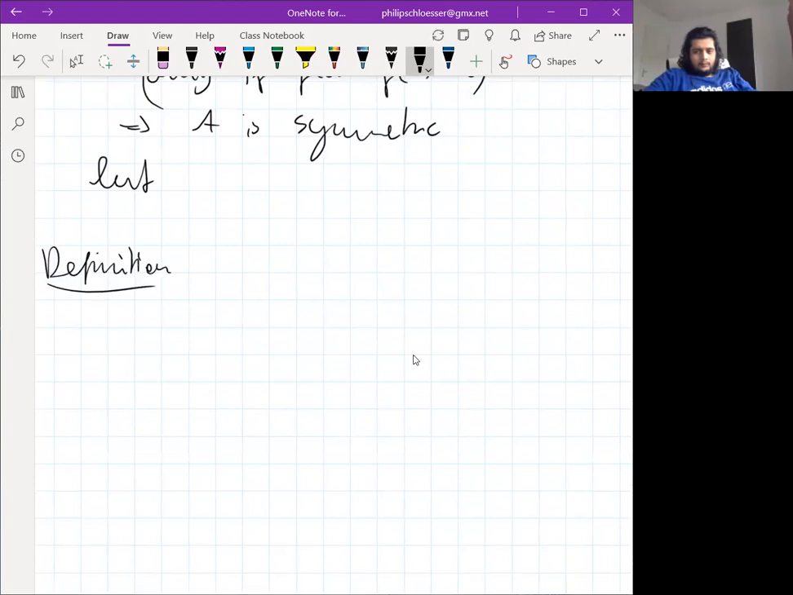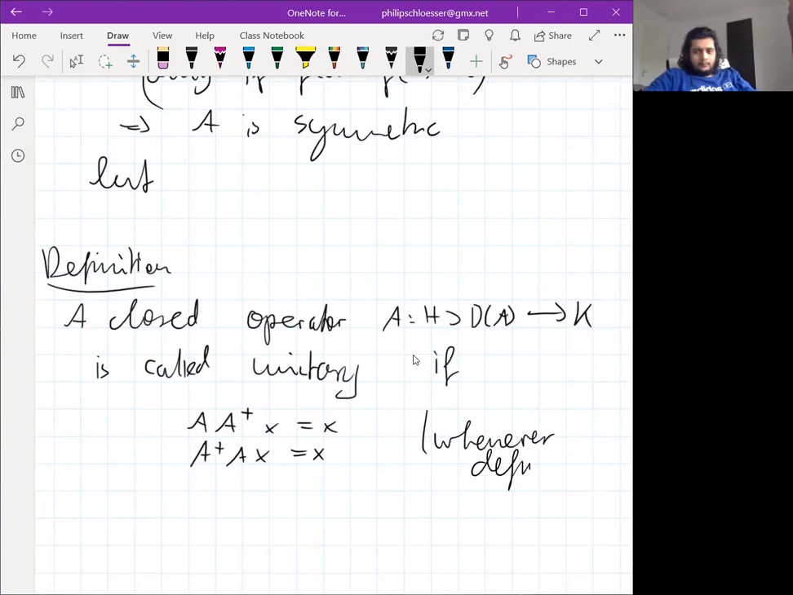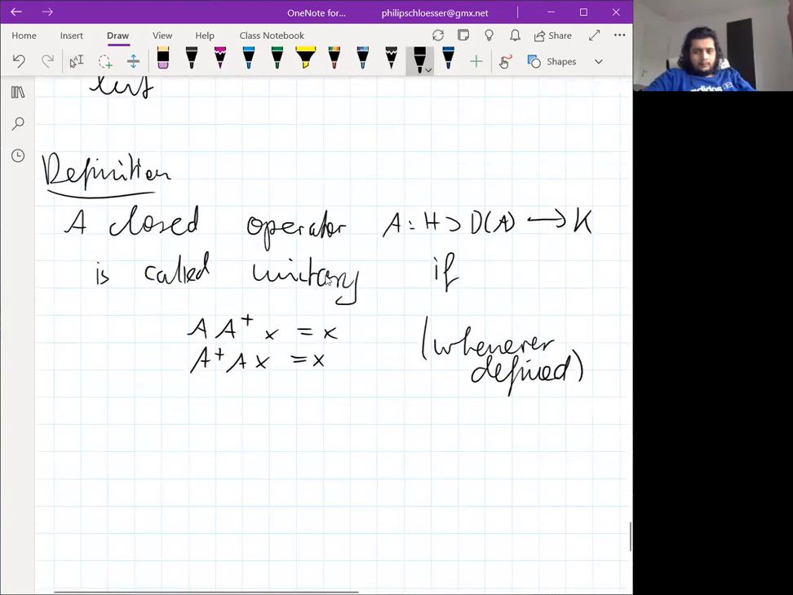And now we can have unitary operators. Well, this is a bit contrived, I admit. A closed operator A from H to K is called unitary if A after A dagger is the identity and A dagger A is the identity, whenever defined. I've defined it as a closed operator because we have defined the adjoint for all closed operators. But if the operator is unitary, then it's also bounded. So we can continue it to everywhere, and they are bounded with norm 1.